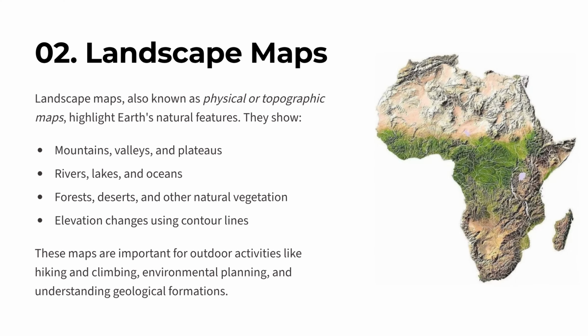Next, landscape maps. These are also called physical or topographic maps. They show the natural features of the earth, like mountains, rivers, valleys, and oceans. Some of these maps even use contour lines to show how high or low an area is. People who study the environment or love hiking and exploration use these maps to understand the shape of the land.